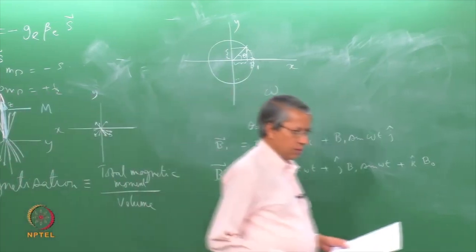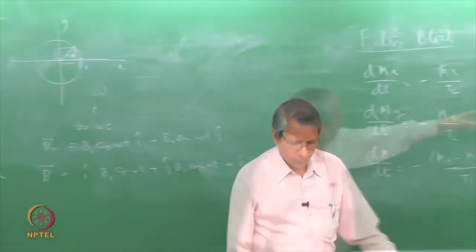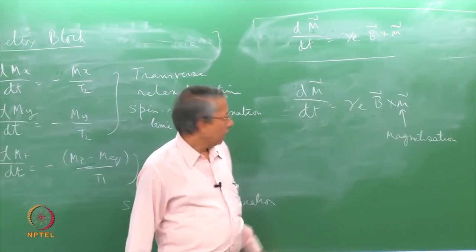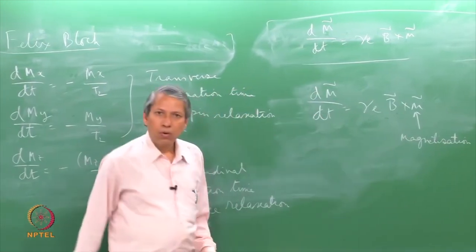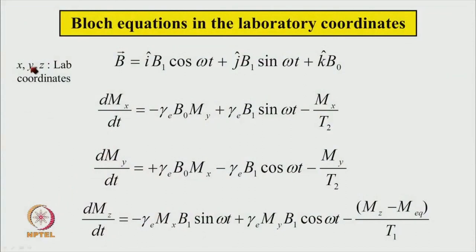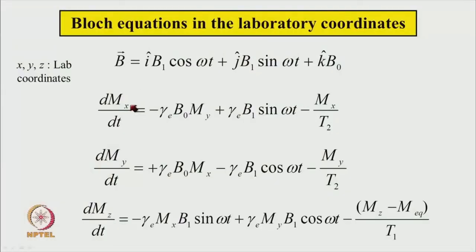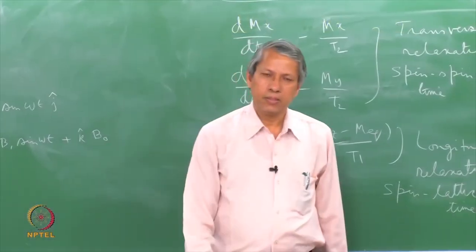Again I can include that in the equation here and then find out the time dependence of this in the presence of the oscillating magnetic field, and that is done in this slide. The x, y, z are the laboratory coordinates, and this total magnetic field in the laboratory coordinates is given by this. When this expression is inserted here, you get the time dependence of the mx, my, mz components of the magnetization. We will try to solve it using some special technique.